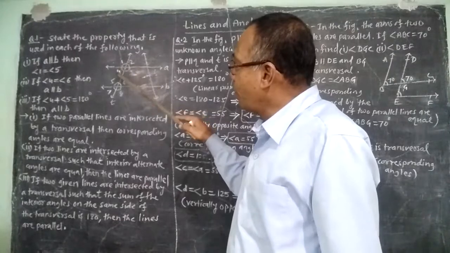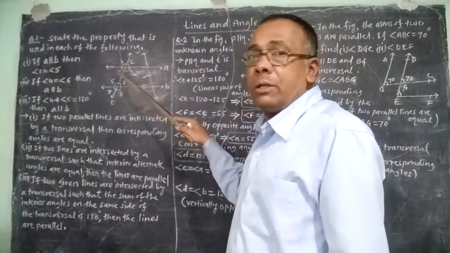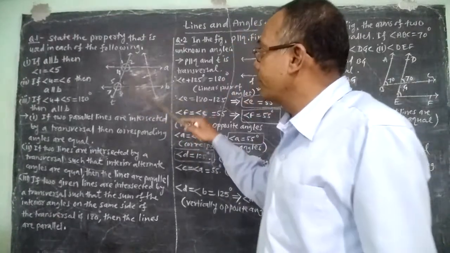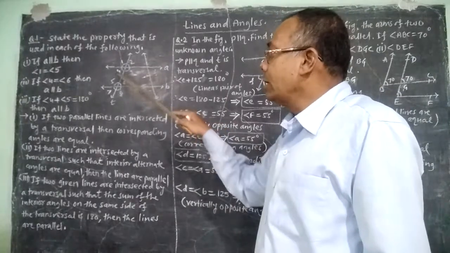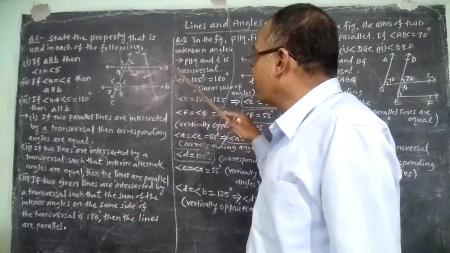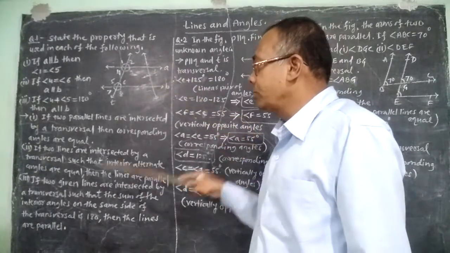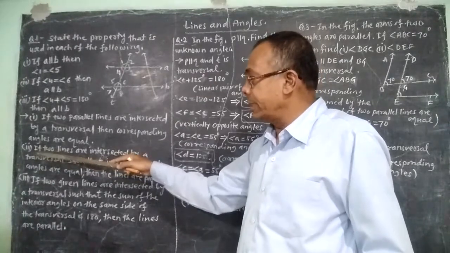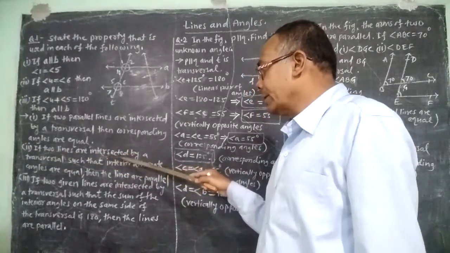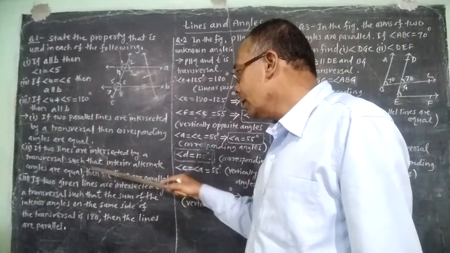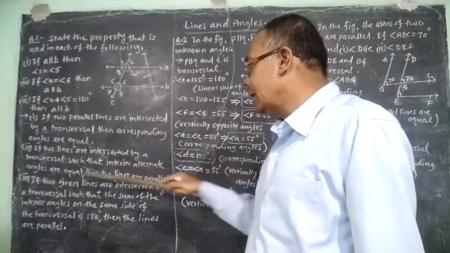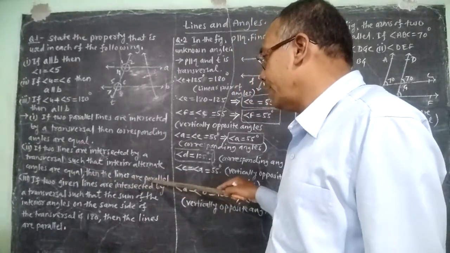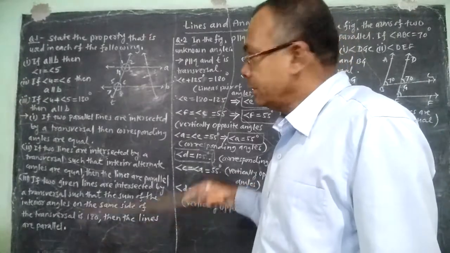Here angle 4 and angle 6 are one pair of alternate interior angles formed due to the transversal of the two lines. Since the alternate interior angles are equal, these two lines, A and B, are parallel. So we have stated here the property in the second question, second answer: if two lines are intersected by a transversal such that interior alternate angles are equal, then the lines are parallel. Just now I have stated the property.